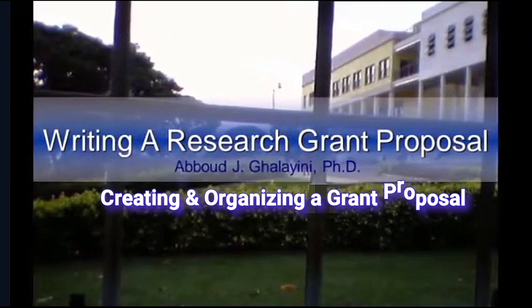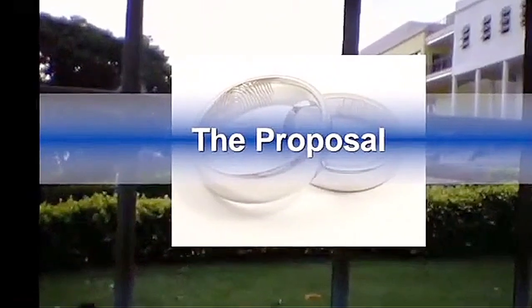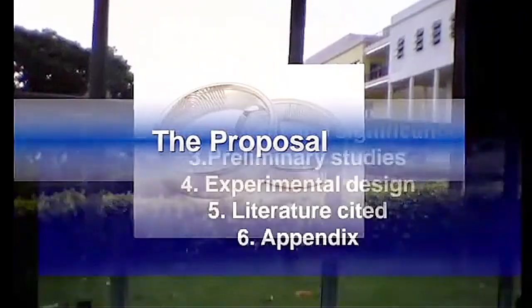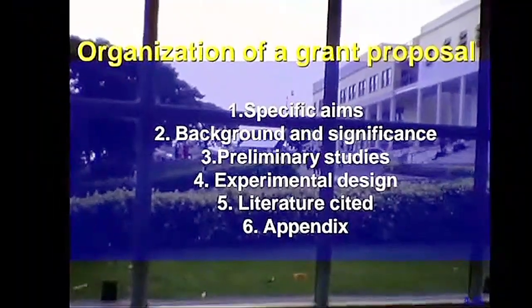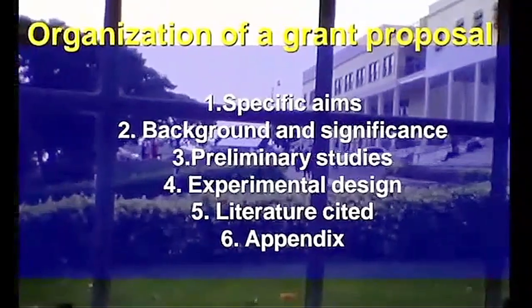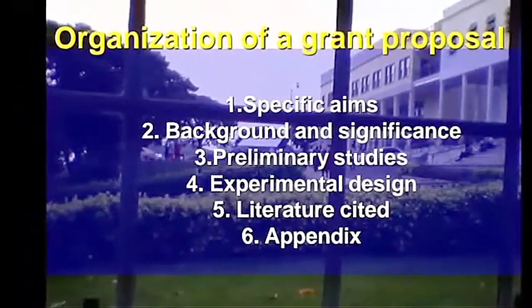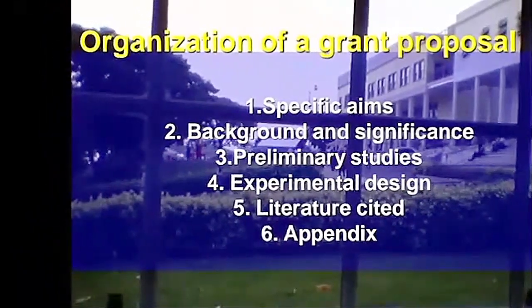In general, research proposals can be organized by creating 6 distinct sections. The first section is specific aims, the second one is background and significance, the third one is preliminary studies, the fourth one is experimental design, the fifth one is literature cited, and the sixth one is appendices.